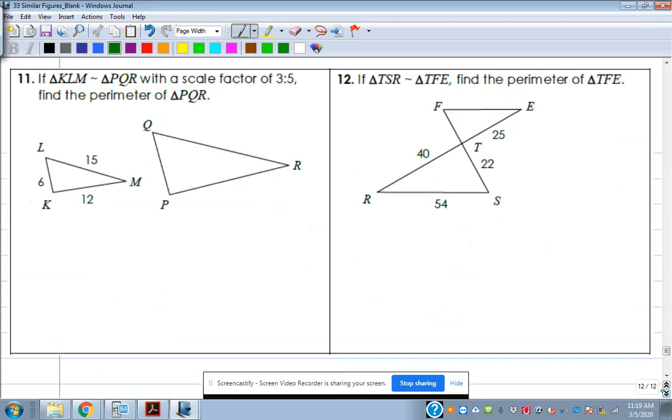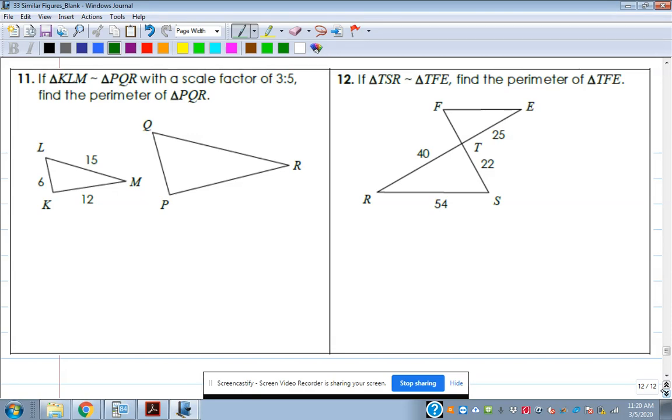Let's do number 11, and we're done. Triangle KLM is similar to triangle PQR. It says the scale factor is 3 to 5. Find the perimeter of PQR. So this is a totally different problem. Talking about perimeter here. So what do I need from triangle KLM? If I want to find the perimeter of the other one, it wouldn't be equal to the perimeter of that.